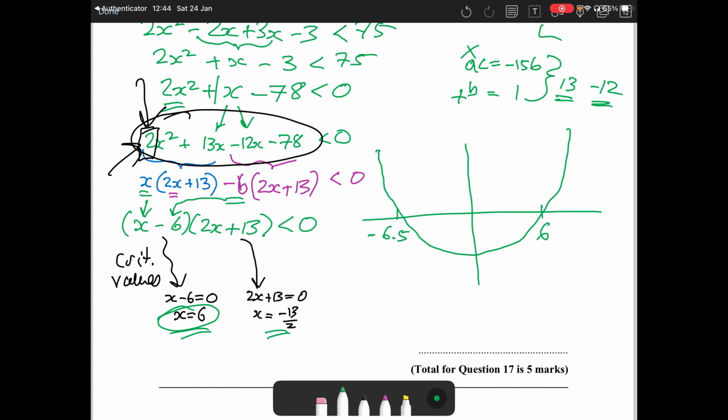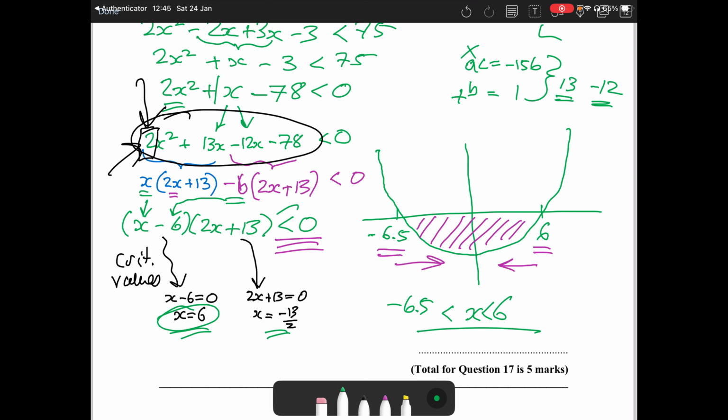Now, look at this inequality. When is this inequality less than 0? When does this smiley face of mine dip below the x-axis? Well, it's this region I've just shaded in. And that happens when x is greater than negative 6.5, but less than 6. So to wrap things up, x is greater than minus 6.5, or minus 13 over 2 if you want to write a fraction, but less than 6. Okay, you do copy that inequality sign.